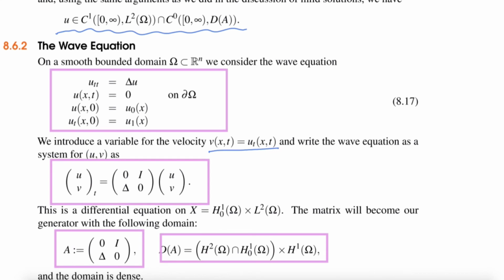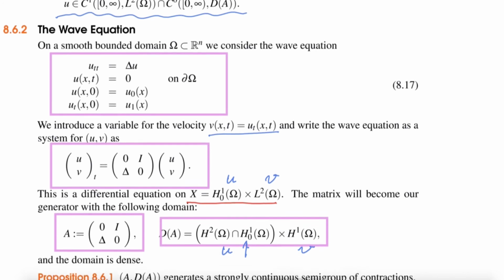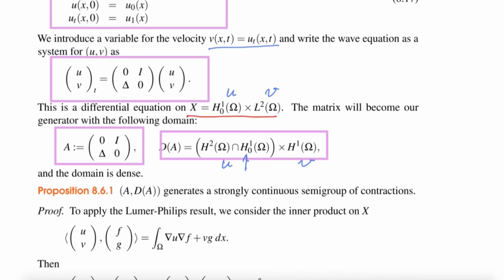Okay, let's go a bit slower here. First of all, the space I'm working on is H01 for u and L2 for v. And A will be the generator, this matrix, and the domain will then be H2 intersect H01. So here we see the boundary condition again. This is for u, and then the other one for v. And again, the Sobolev spaces are dense, so that these domains are dense, so this is not an issue.